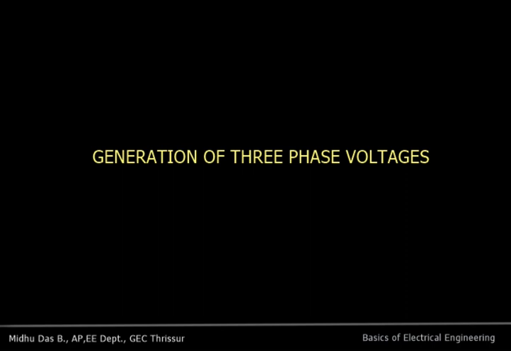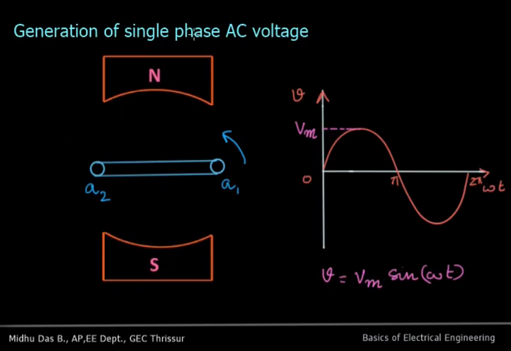Hello dear students, in this lecture we are going to discuss the generation of three-phase AC voltages. You are familiar with the generation of a single-phase AC voltage, where a single coil is placed between the north and south poles and we get an EMF of this format: V is equal to Vm sin omega t.